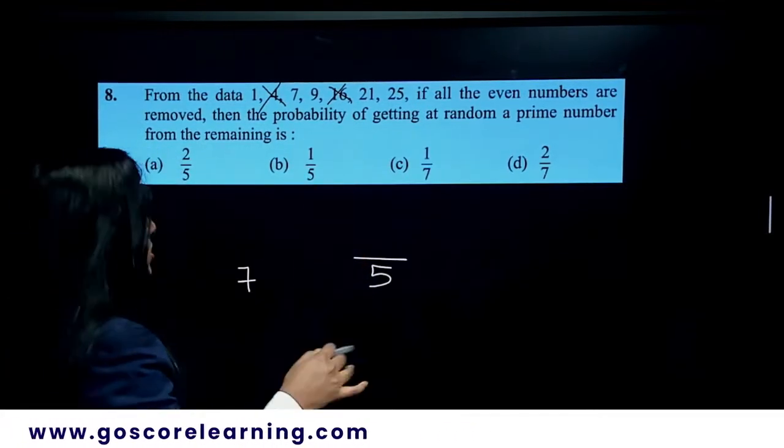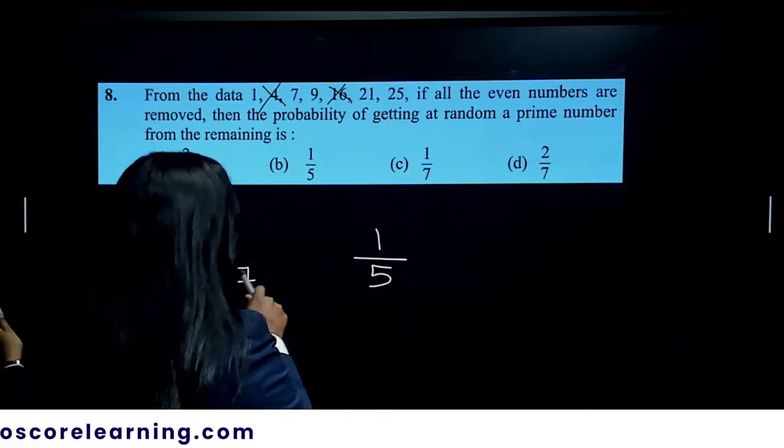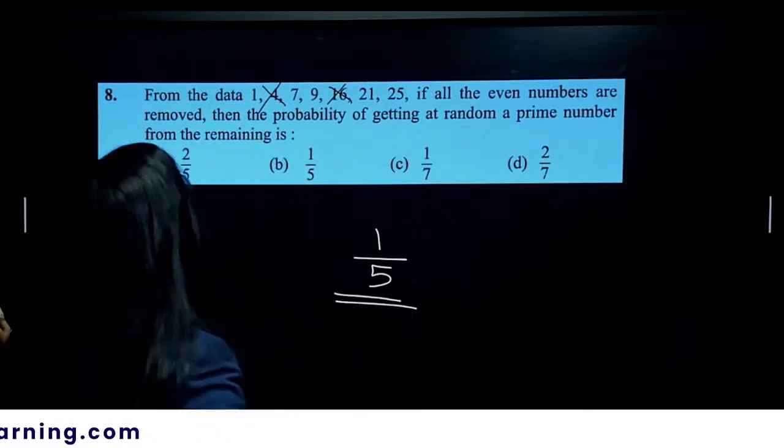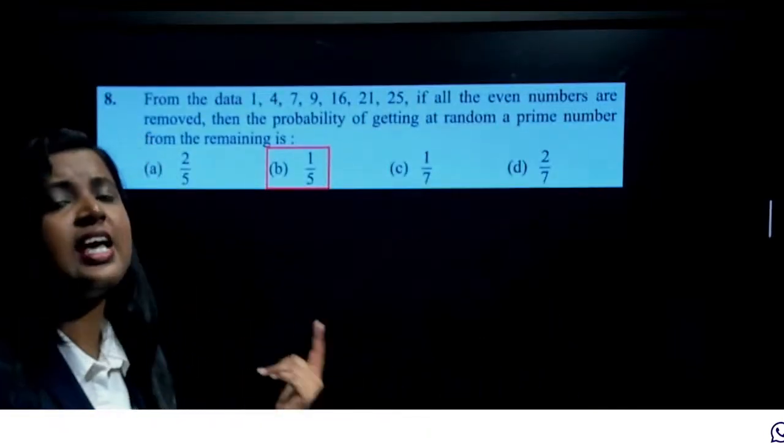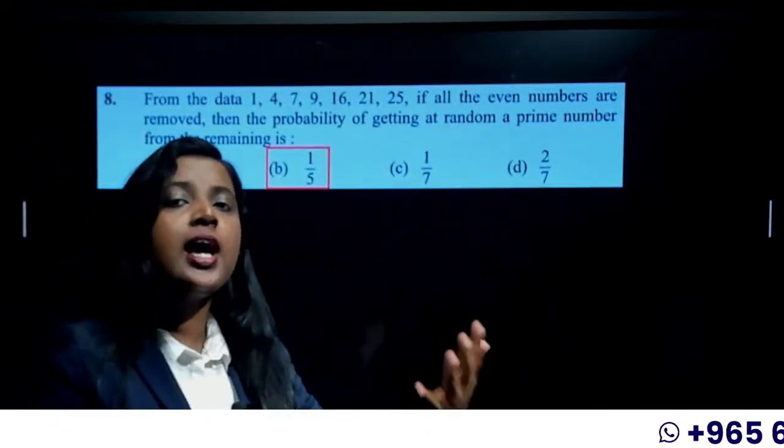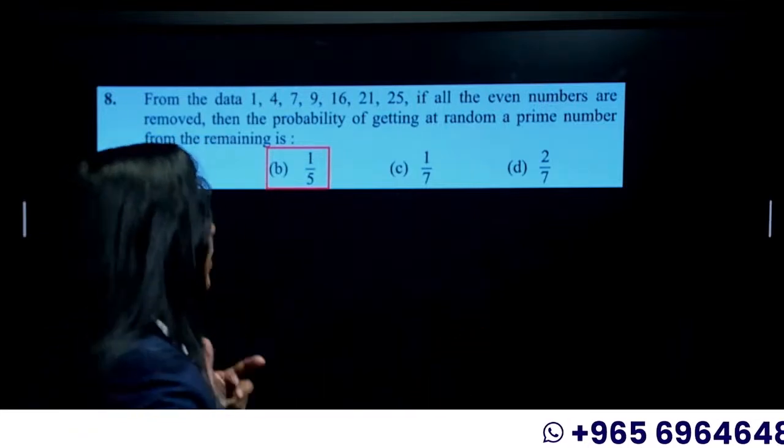25, no. 5 squared, so no. So only one number is there. So 1 by 5 is the correct answer, and that is option B. Only 7 is the prime number. So out of 5 existing, only 1 is prime. So 1 by 5.